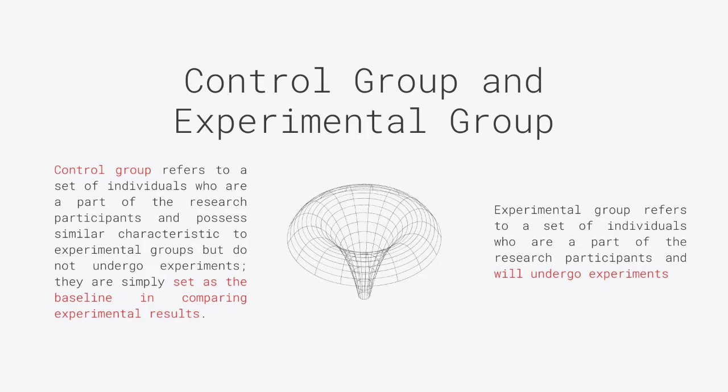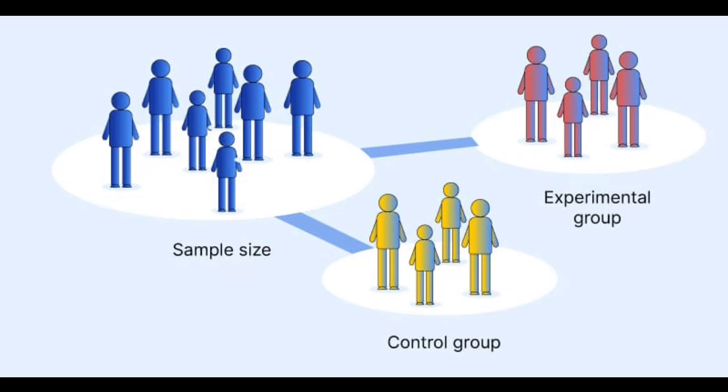The first factor will be the control and experimental group. As it is shown in the slide, the control group is basically some individuals within the research participants that act as the baseline to compare on the experimental results. They own similar characteristics to other respondents who actually participate in the experiment, or what the researcher would call the experimental group, which refers to a set of individuals who are a part of the research participants and will undergo experiments. So later on, after the researcher obtains some results from the experiment, they would compare to the control group to know how the experiment has affected the individuals within the experimental group, how the effect will not be present if the cause is absent.